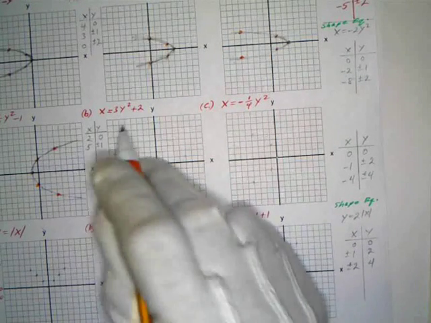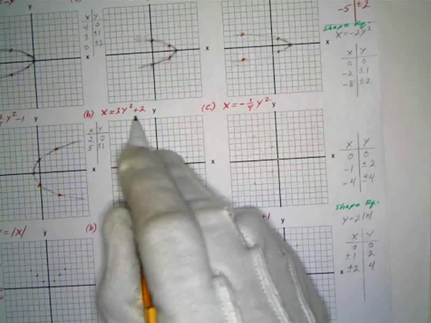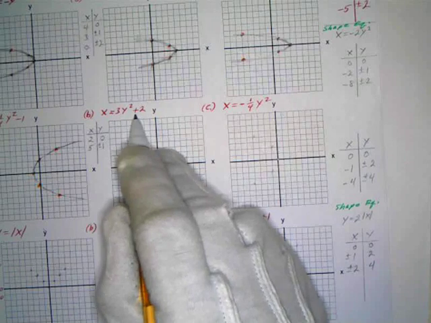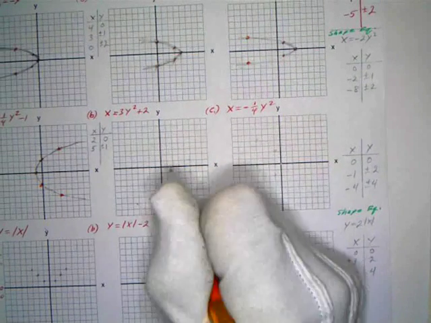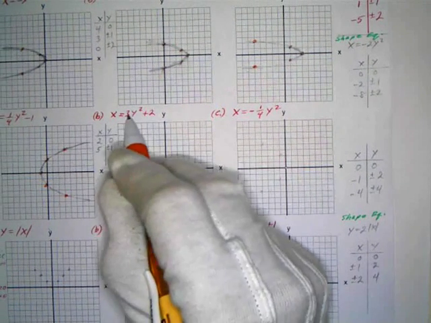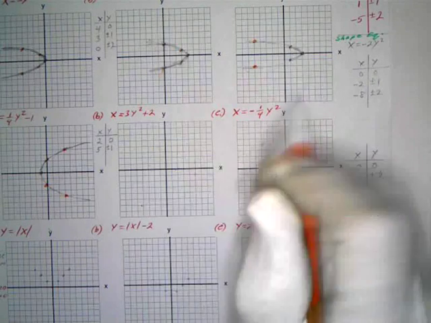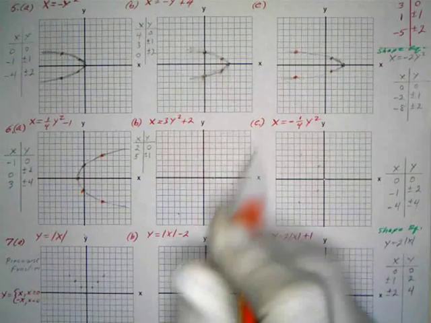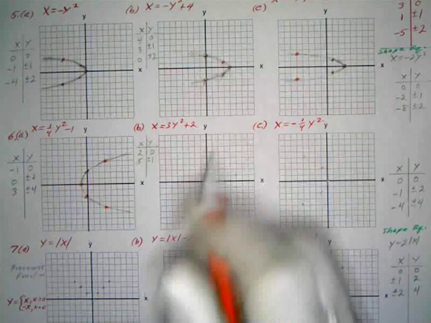Again, we're open to the right. We're shifted 2 to the right. Positive 2 and we're open. It's positive. And it's going to be a little skinnier because I've got a number in front of here. And again, I can try a table of values. I won't get very many points because I don't have much room on my graph.